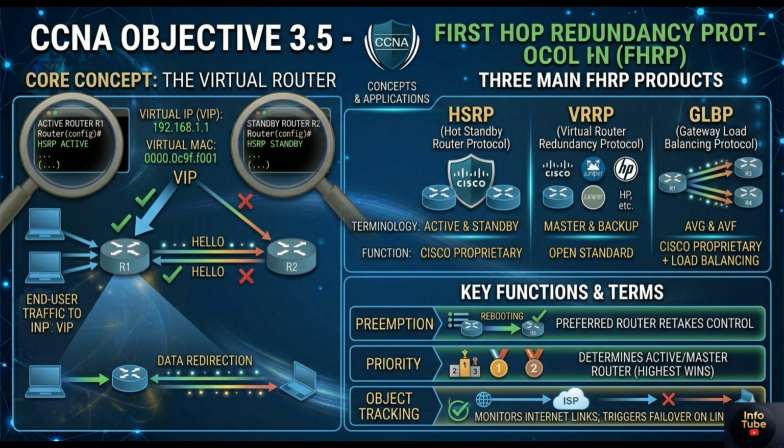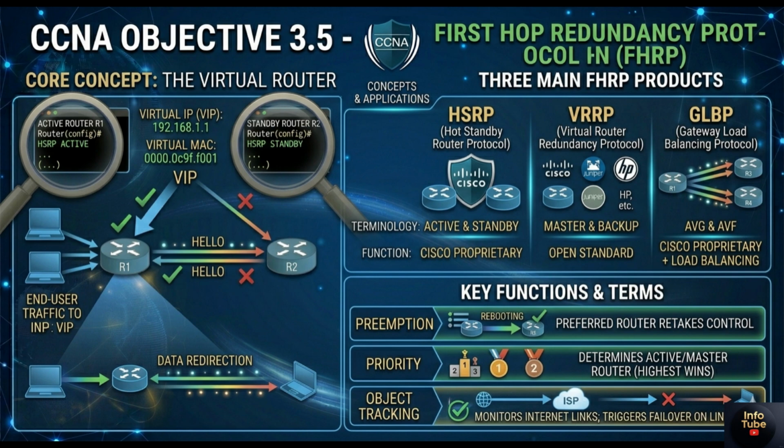Active/primary router. One router is elected to do the actual work. It handles all the traffic sent to the virtual IP. Standby/backup router. The other router sits quietly and listens. It stays in constant communication with the active router through hello messages. Failover. If the active router stops sending hellos, the standby router immediately takes over the virtual IP. To the end user, the internet stays up, and they never even notice a glitch.